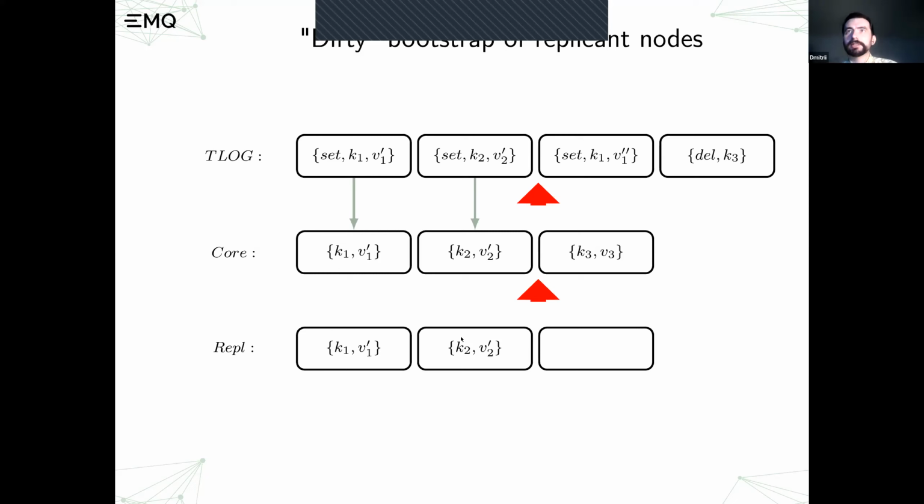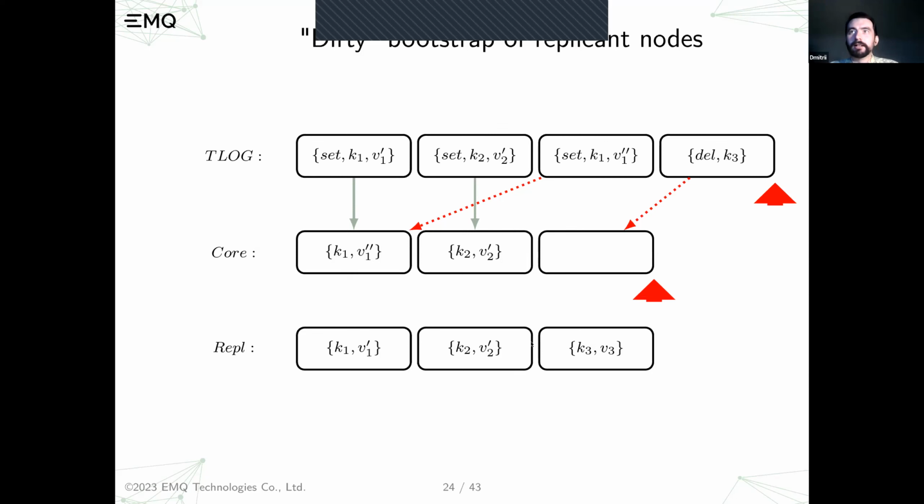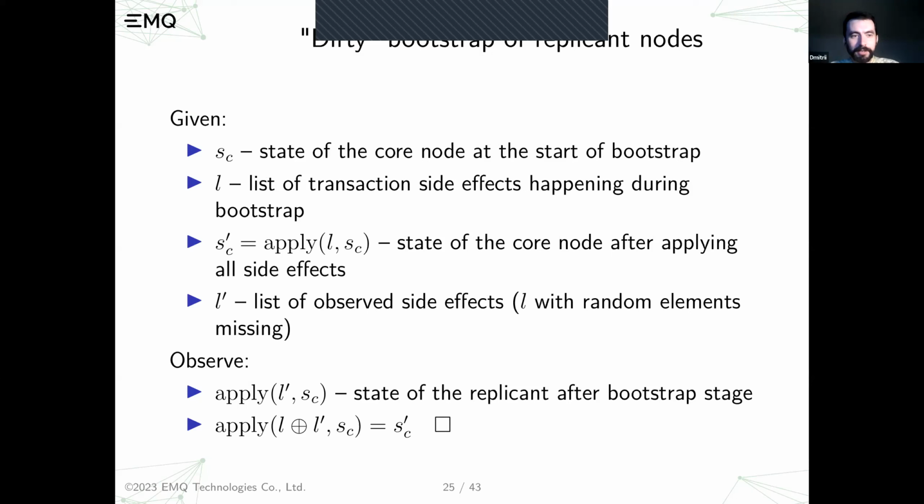But now what happens if some transaction updates a key which has been already sent to the replicant? Of course, the side effect is lost. Same happens if the bootstrap process reads some key and when a delete happens. Once again, we lose this operation, so we end up in an inconsistent state.